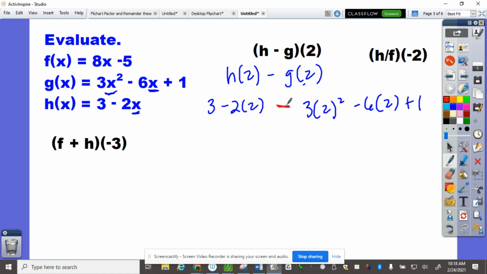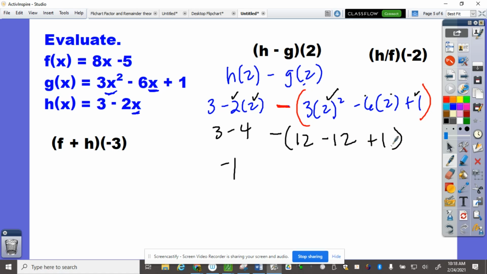Don't forget, when you're subtracting, there should be a parenthesis there. 3, negative 2 times 2 is negative 4. So 3 minus 4 will be negative 1 there. This one here, take note there's a parenthesis. 2 squared is 4. 4 times 3 is 12. 6 times 2 is negative 12. Plus 1 there is going to be positive 1. Now we know that 12 minus 12 is canceled, that was 0. So what is left is positive 1, but there's a negative outside, so that will become negative 1 now. So the answer is just negative 2.